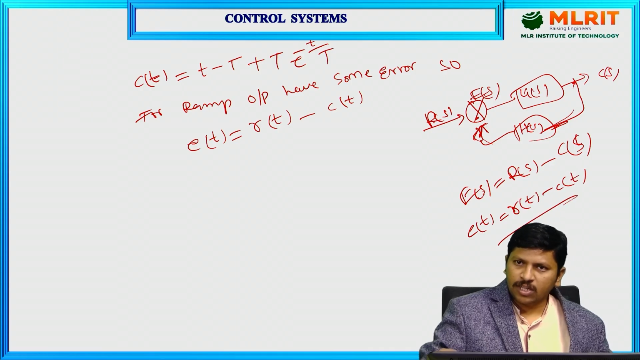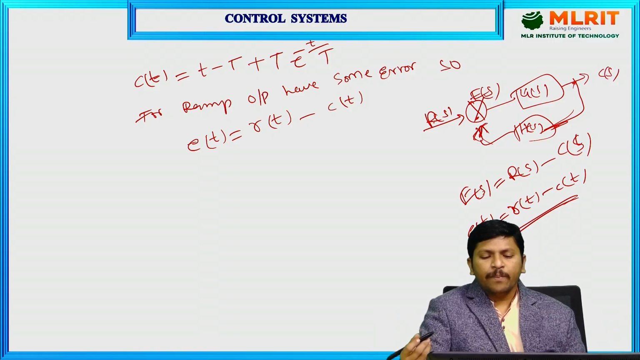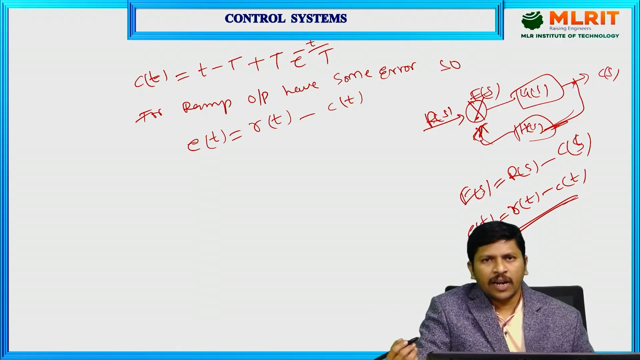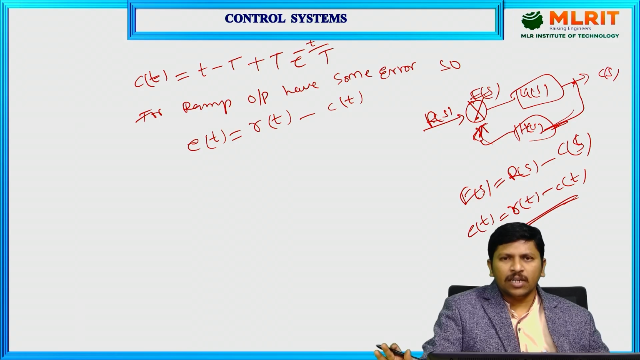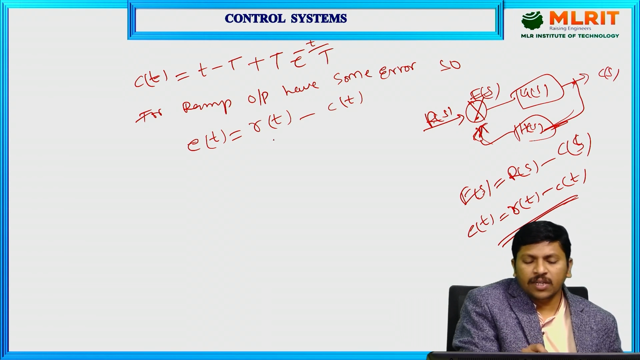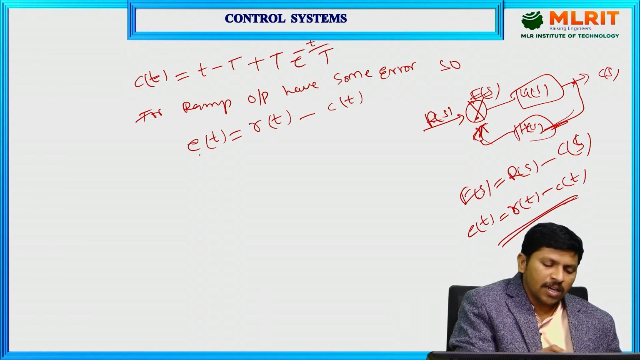This is the equation to get the error signal. What is the meaning of error signal? For the ramp output we have some error, so that's why we are going to consider the error signal. The error signal is the difference between the input signal and the output signal of the system. Input signal is R of t, output signal is C of t, and error signal is E of t.